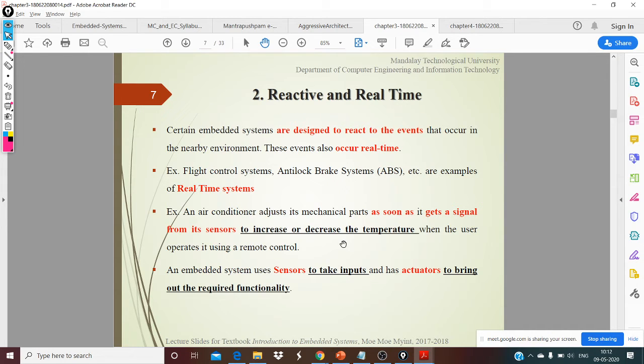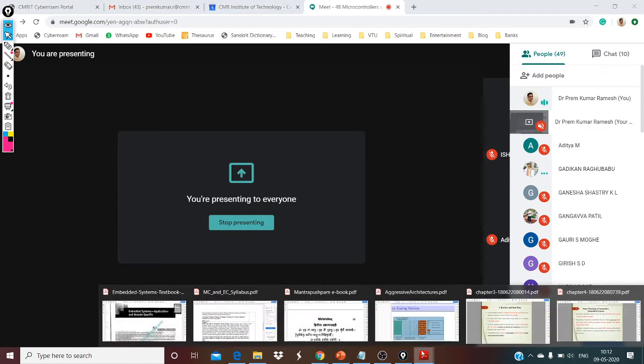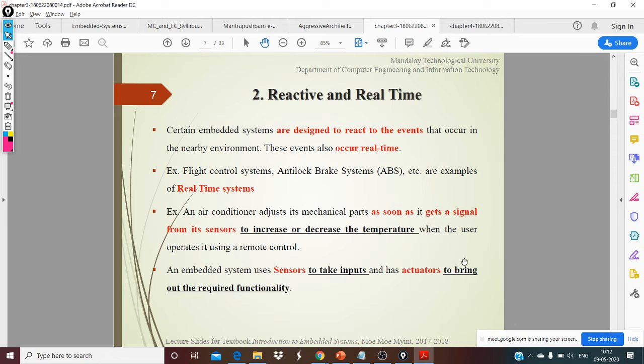Let's check somebody. Raghu Babu. Yes, sir. Can you explain this point here? Embedded systems are reactive and real time. What do you mean by reactive, and what do you mean by real time? You can explain both or any one of them.